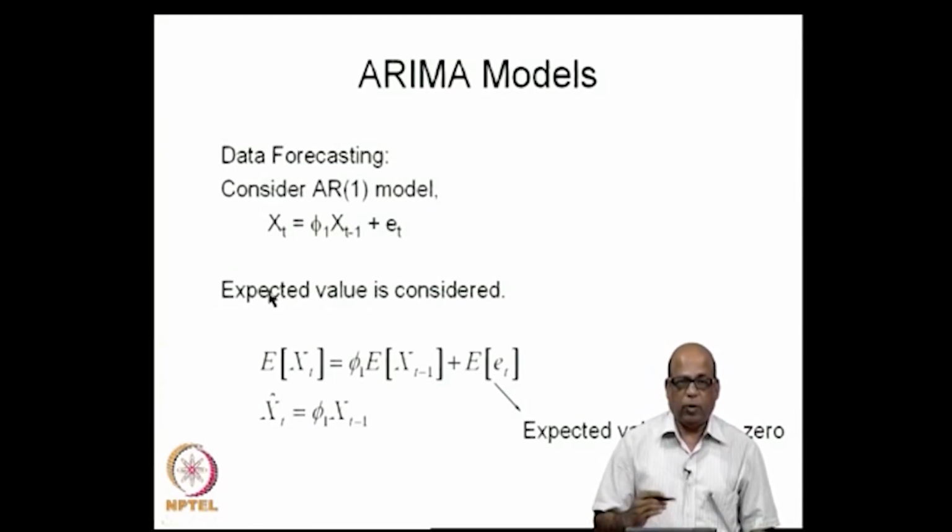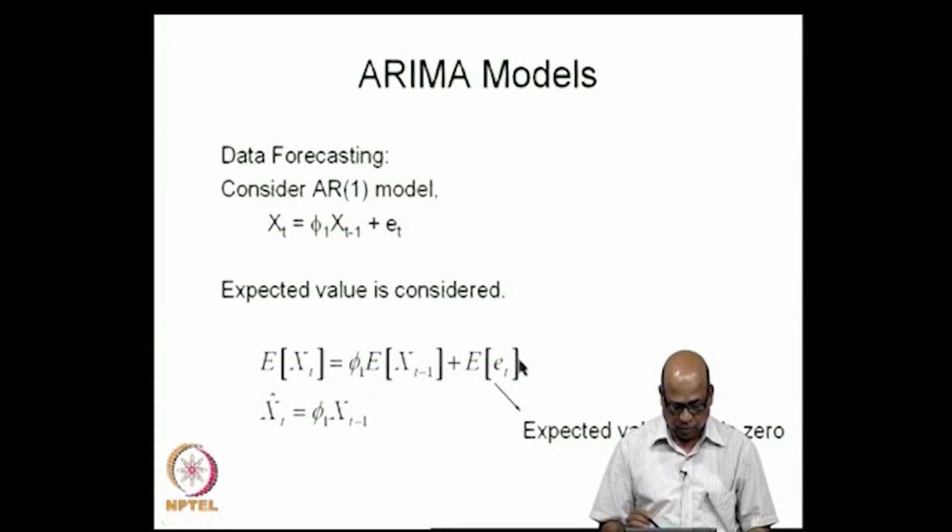Now, when we are talking about the forecast, we are just looking at the expected value of that particular variable during the next time period arising from this particular model. So, if we take the expected value of x t, phi 1 times expected value of x t minus 1 plus expected value of E t. Now, expected value of E t is the mean of E t, which is 0, because that is how we have used it in the model, and therefore, I can write the forecast, which is typically written as x t cap for the variable x t, is equal to phi 1 x t minus 1.